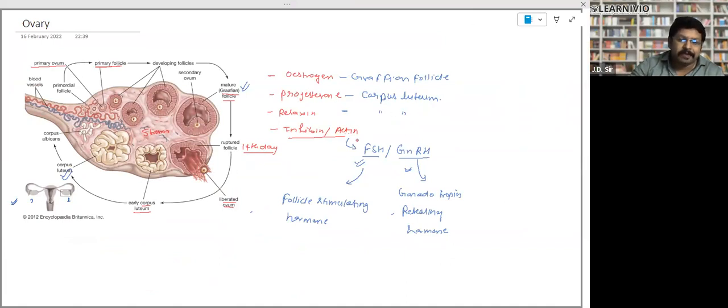Inhibin and activin are responsible for regulating the secretion of FSH, the follicle stimulating hormone. So they inhibit and activate follicle stimulating hormone and gonadotropin releasing hormone. Right. So inhibin and activin are also secreted by this one. And we know that progesterone is responsible for maintaining the pregnancy. Relaxin is responsible for childbirth. We have discussed it in detail, so we need not discuss too much over here.